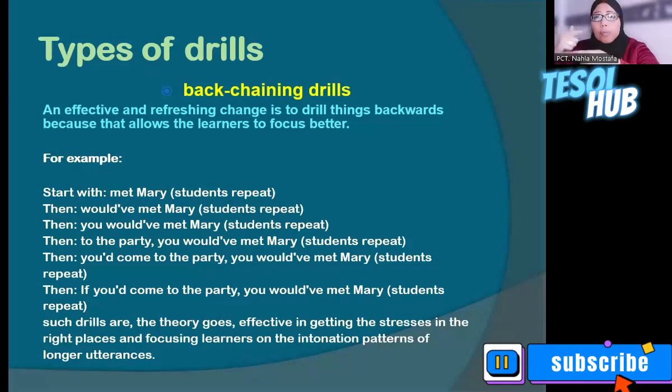So now we go backward. We go to the sentence backward. So what we call it, back-chaining drills. It means students are saying things backward. It lets them focus, as you see here in this example. So one by one, you'd come to the party, you'd have met Mary. One by one, if you would come to the party, you would have met Mary, and so on. You drill backward. It makes, of course, the drilling interesting.